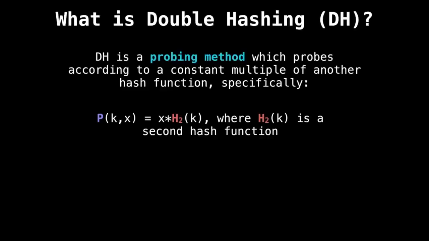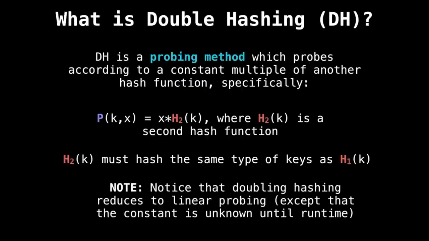Okay, so what's the deal with double hashing? So double hashing is just a probing method like any other, but what's special about it is that we probe according to a constant multiple of another hash function. So specifically, our probing function looks something like this. We give it as input the key, which is a constant, and the variable x, and then we compute x times h sub 2 of k, where h2 of k is a secondary hash function.